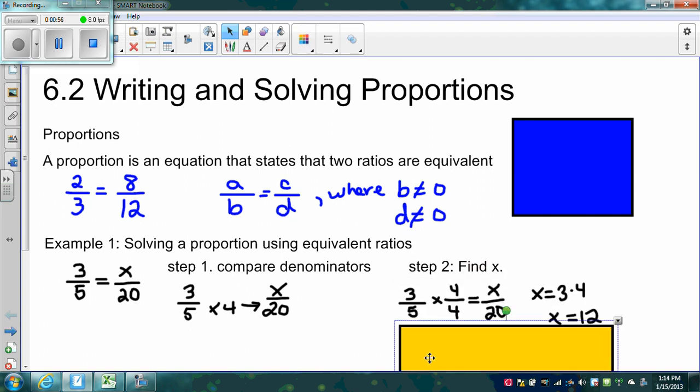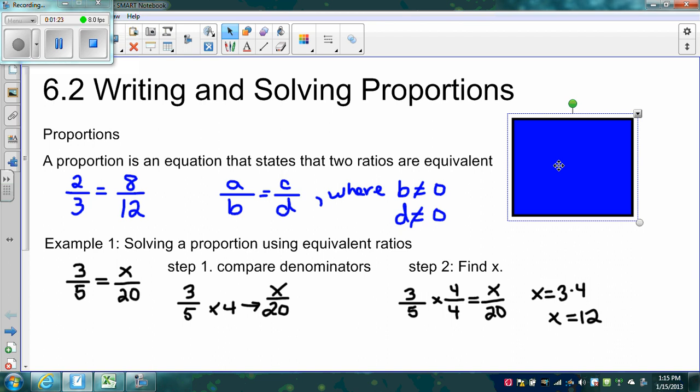for step 2, we have to multiply both the denominator and the numerator by 4, the same factor, in order to get 20 as the denominator. So in this case, 5 times 4 equals 20, 3 times 4 equals x, so x equals 3 times 4, x equals 12.